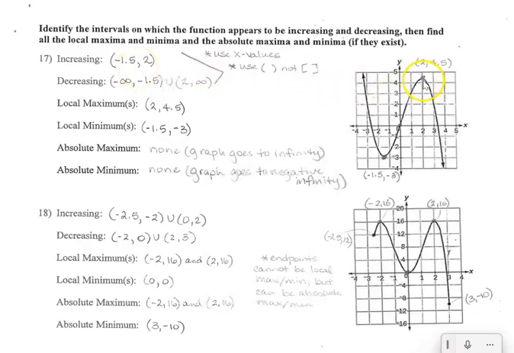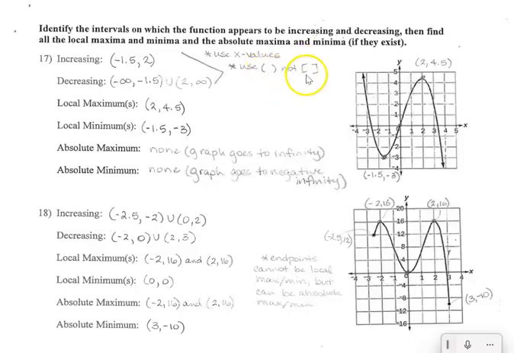And then at my x value of 2, it starts decreasing again, and it's going to keep doing that as it goes off to infinity. So we're not looking at the y value of negative infinity. We're looking at the x value of positive infinity. So again, we're using x values here.